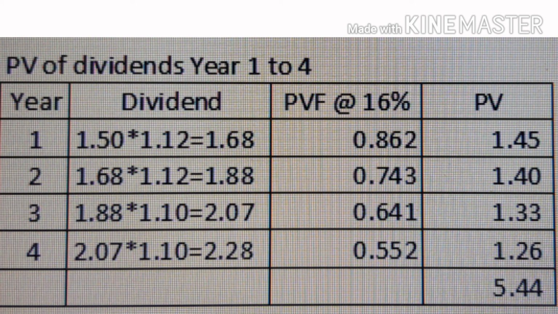The present dividend is given as 1.5 and the next year dividend is increased by 12%. So it is 1.5 into 1.12, that is 1.68. And the next year is again 12%, 1.68 into 1.12 is 1.88. And the third year, 1.88 into only 10%, that is 2.07. And again in the fourth year it is 2.07 into 1.1, 2.28. And the present value factor at 16% is given as 0.862, 0.743, 0.641, 0.552 respectively. So the totals come to 1.45, 1.40, 1.33 and 1.26, and the total PV is 5.44.